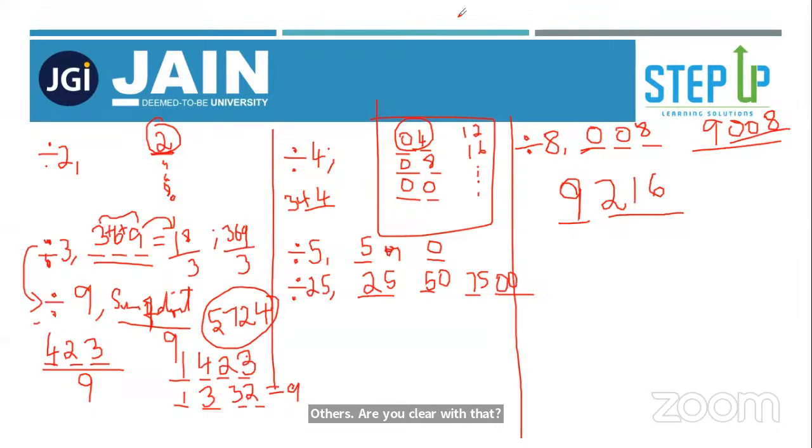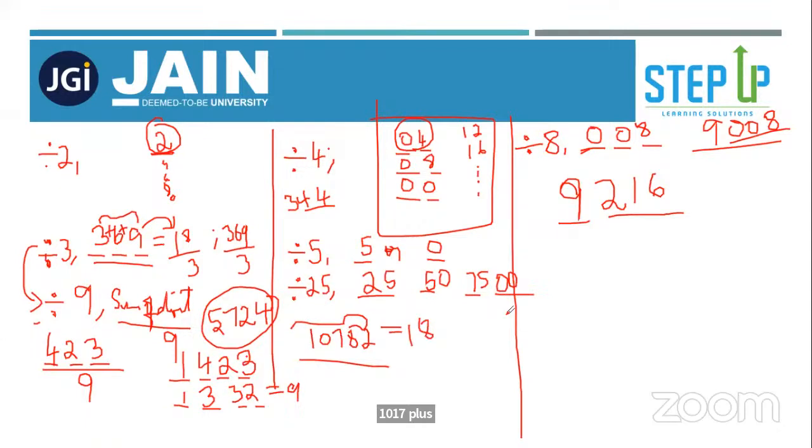Okay, Zuban, that was a good count. 10782. 1 plus 7 plus 8 plus 2. How much do you get? 10782. 17 plus 1, 18. Yes, that number is divisible, Zuban. Because the sum of the digits is 18, the whole number is divisible by 9.